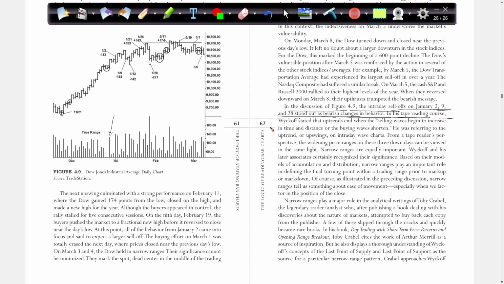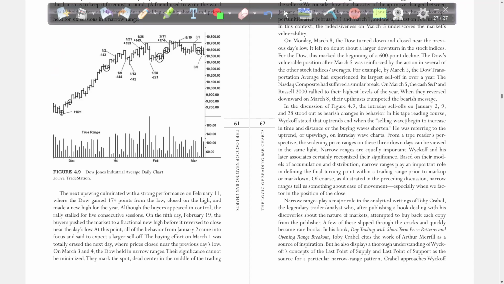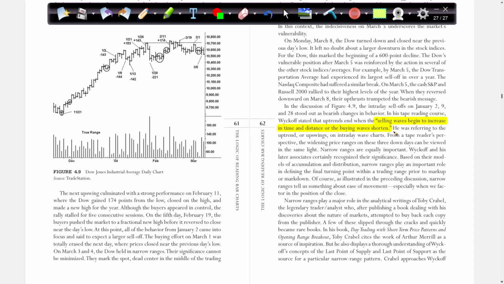In his tape reading course, Wyckoff stated that uptrends end when the selling waves begin to increase in time and distance or the buying waves shorten. This is very important. He was referring to the uptrend or upswings on intraday wave charts.